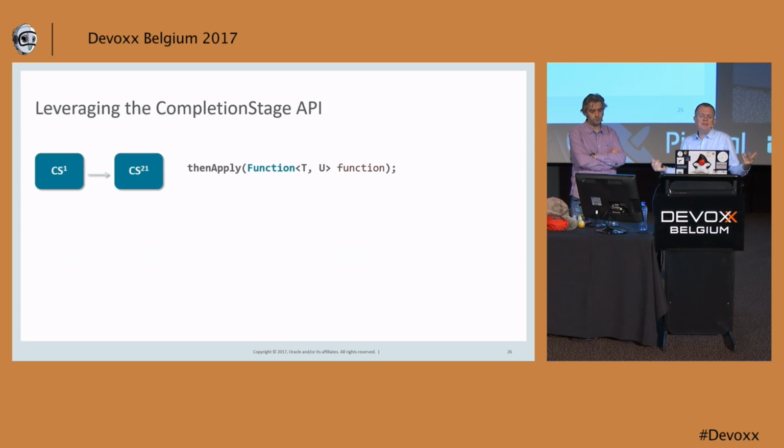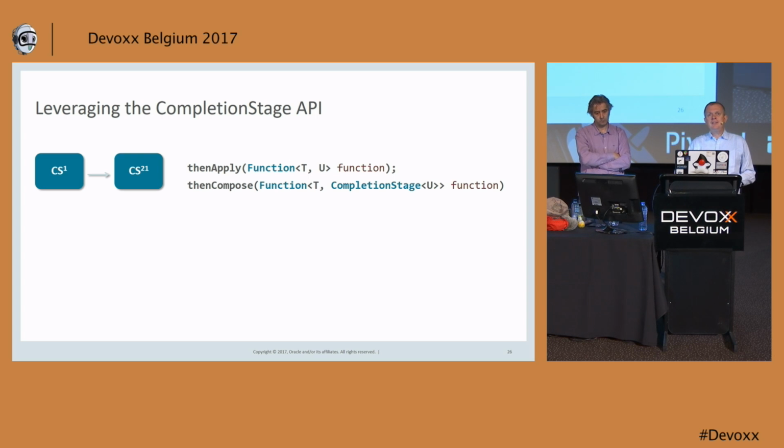We can see two basic operations on the completion stage. First, trigger the beginning of a task on the completion of another task. We have many methods for that. The idea is to apply a function to the result and to trigger that function once the task here, CS1, is done. And we have a second function to that, which is the thenCompose method that takes a function that itself returns the completion stage.